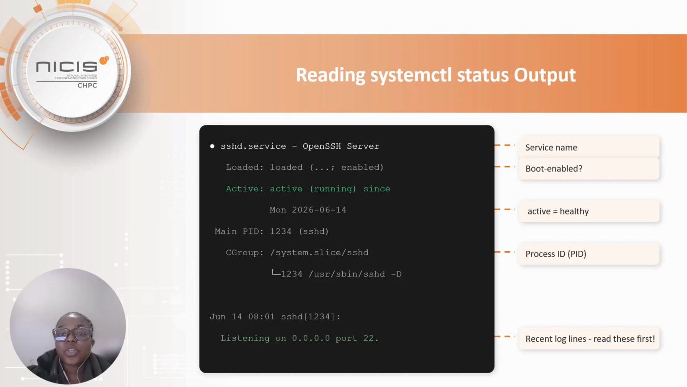Right, so we're going to look at this quick example of how to read a systemctl status output. So here's how we interpret it. We look at the service name, we identify it, and here, as we can see, it's an OpenSSH server, so it's an SSH daemon. We check whether it's enabled at boot, we check whether it's active and running, we note the process ID, and we review the recent logged entries.